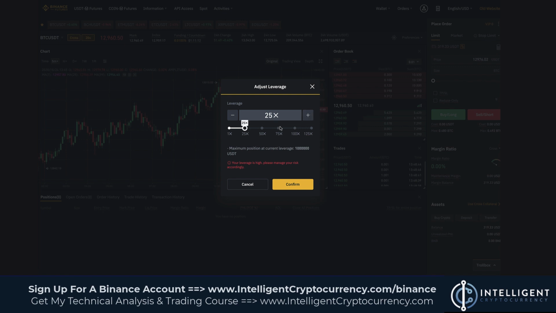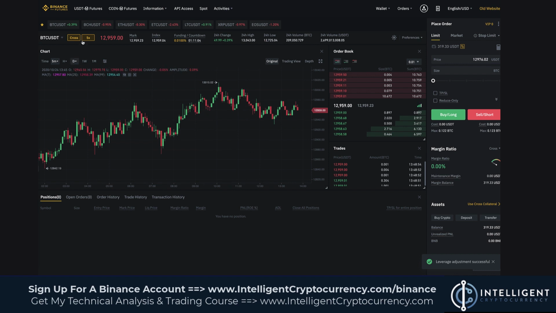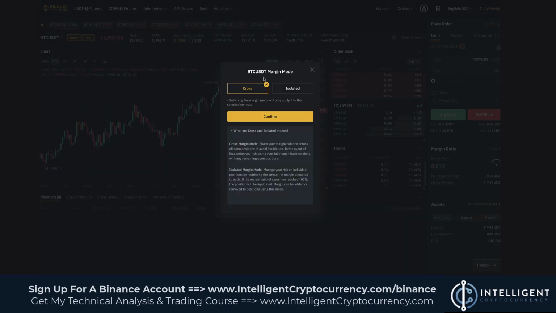But this is how you choose your leverage over here, and you can set it low, right? You can set like a 5x leverage. That's fine too, okay? So let's just say we confirm, we set it to 5x. Then you have cross or isolated. What this means is cross basically means that whatever position you take is limited to the entire balance that you funded your futures account with.